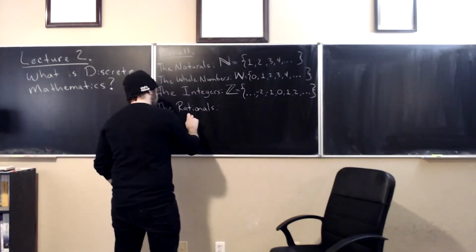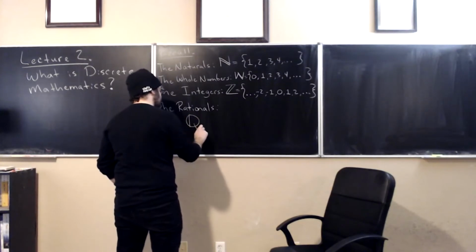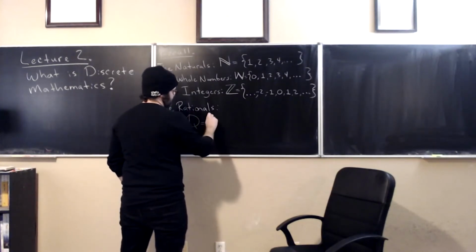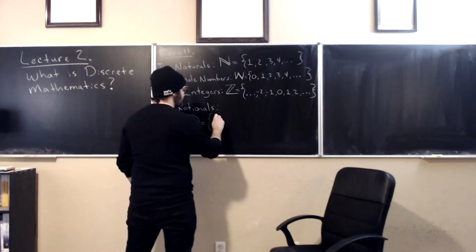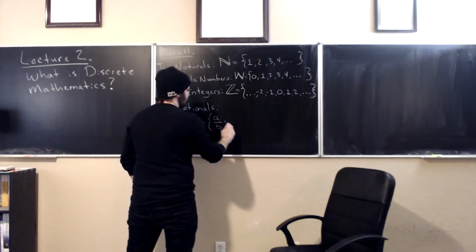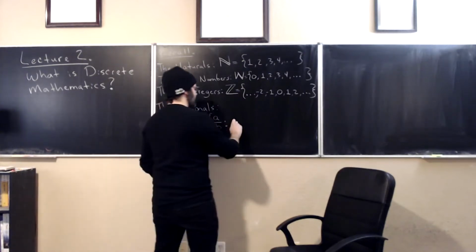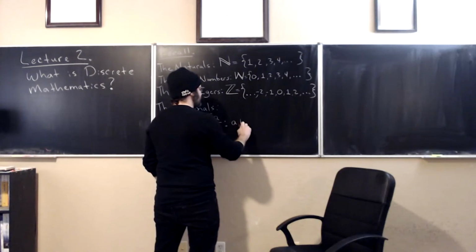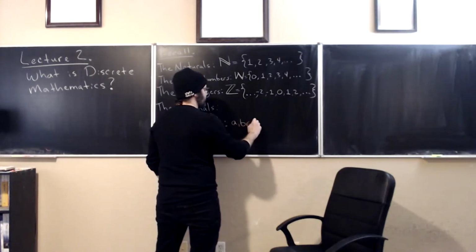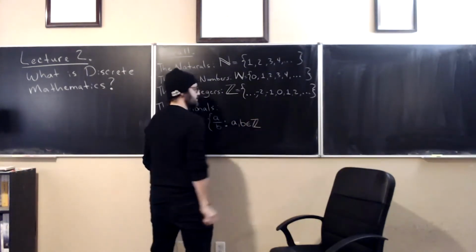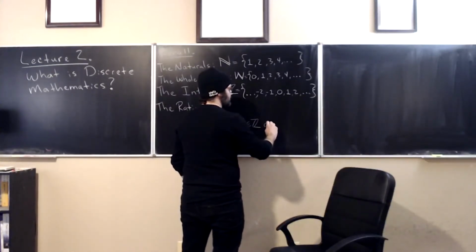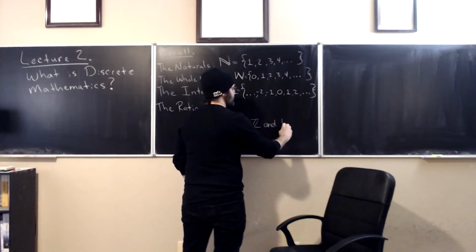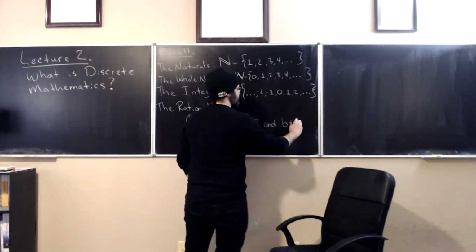So this set of numbers is denoted by a fancy Q, and this is equal to the set of all A over B such that A and B are integers and B is not equal to 0.